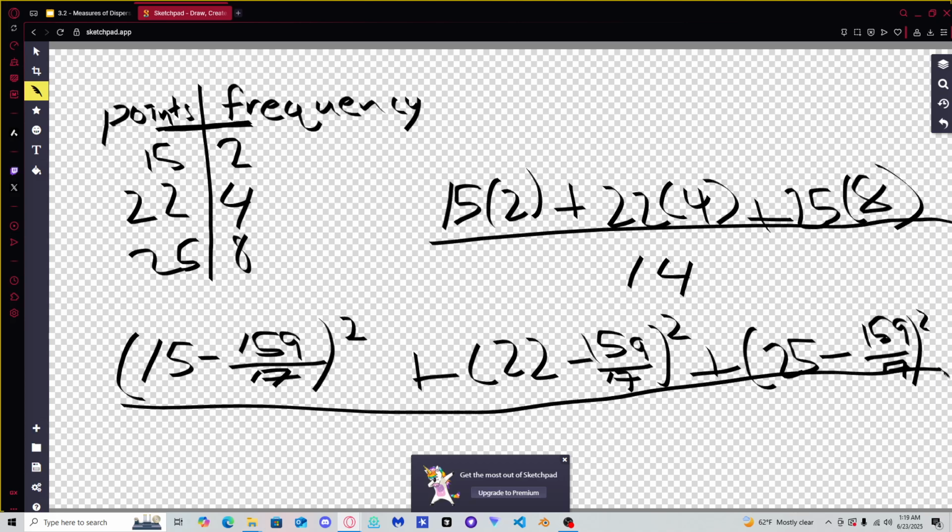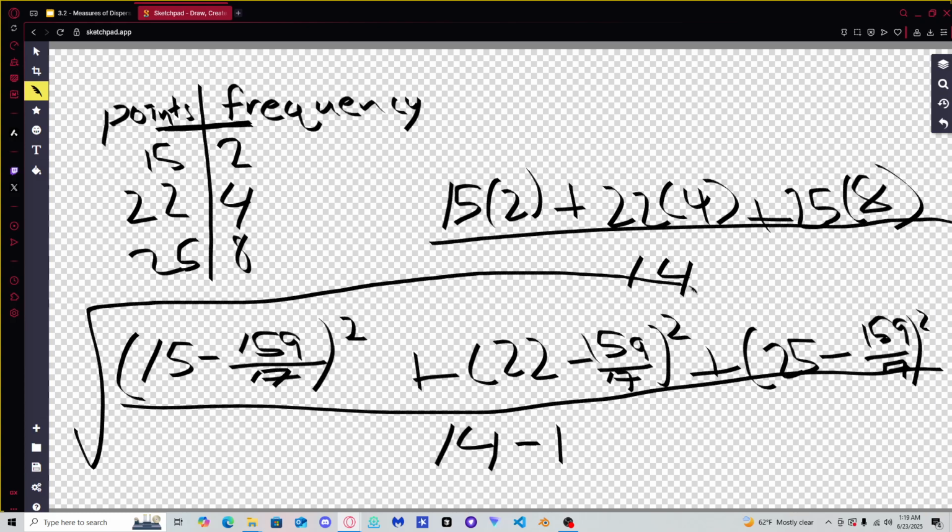And here's where it gets a little bit different. So in a sample set where you're trying to calculate the standard deviation, you have to subtract 1 from the total frequency. So we have 14 here. It will be 14 minus 1. And then you square root it. That's the only difference. And if you want to get the regular standard deviation for a population, you just take that out. That's really simple. That's how you calculate standard deviation.